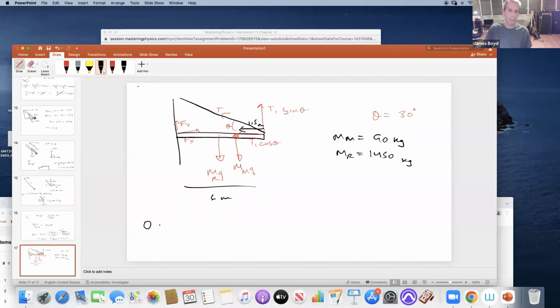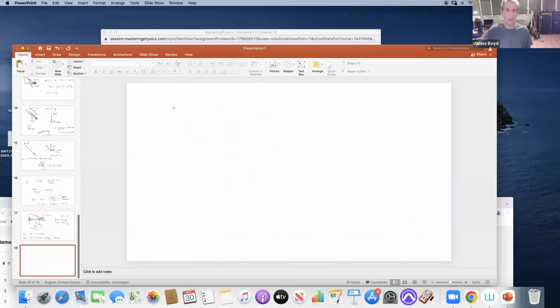Let's start by doing our forces. In the X, I have Fx minus T1 cos theta equals 0. If I knew Fx, I could solve this for T1 because I know the angle. In the Y forces, I have Fy plus T1 sine theta minus the mass of the rod times g minus the mass of the man times g equals 0. And again, if I knew Fy, I could solve it. So my problem seems to be that I have this Fx and Fy that I need to get rid of. Well, I can put the axis here, and then I don't have to worry about them.